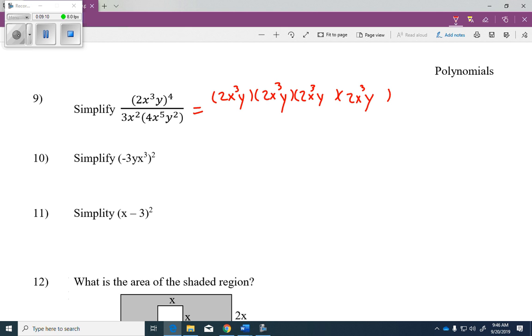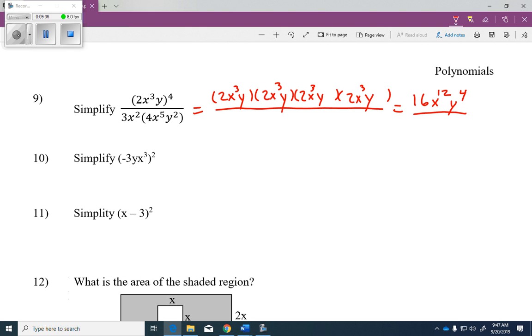I'm just going to simplify that numerator. 2 times 2 times 2 times 2 is 16. X to the third, 1, 2, 3, 4, 5, 6, 7, 8, 9, 10, 11, 12. So x to the third to the 4th is really x to the 12th, and then y to the 4th power. That's my numerator so far.